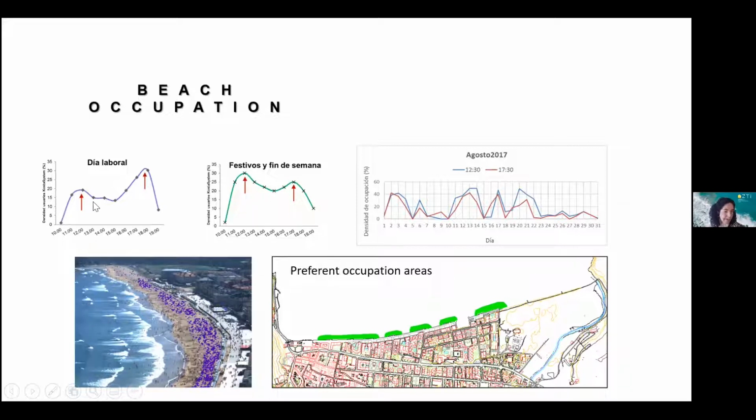So the municipalities could decide, based on the limit of the percentage of people on the beach, when to open or to close the beach. So this technology has been really useful for beach occupation during the COVID pandemic.